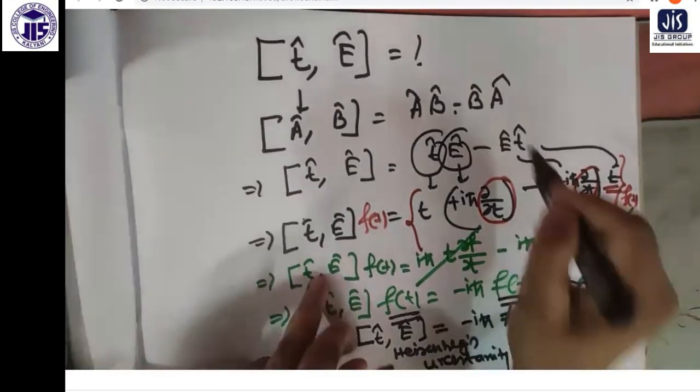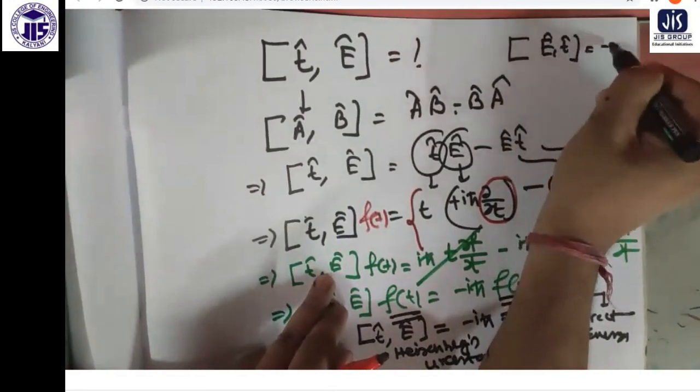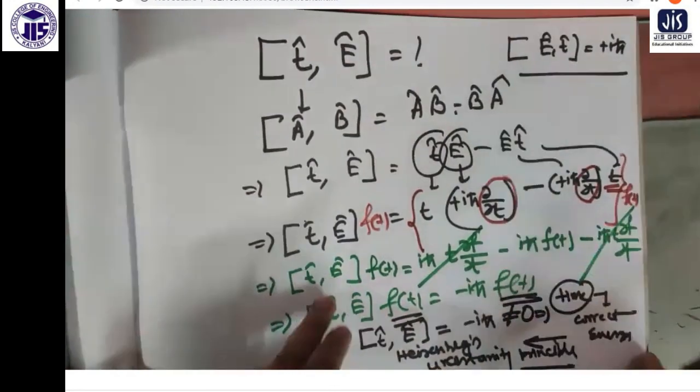Okay, I again ask you to do the opposite at your home. You do the E and T, and the result will be just opposite, plus ħ, and the same physics will be there.